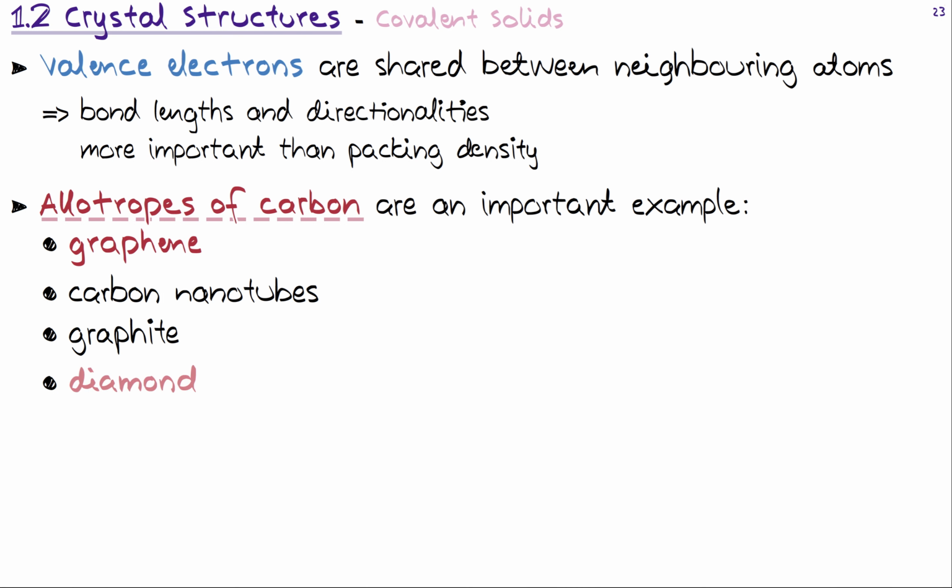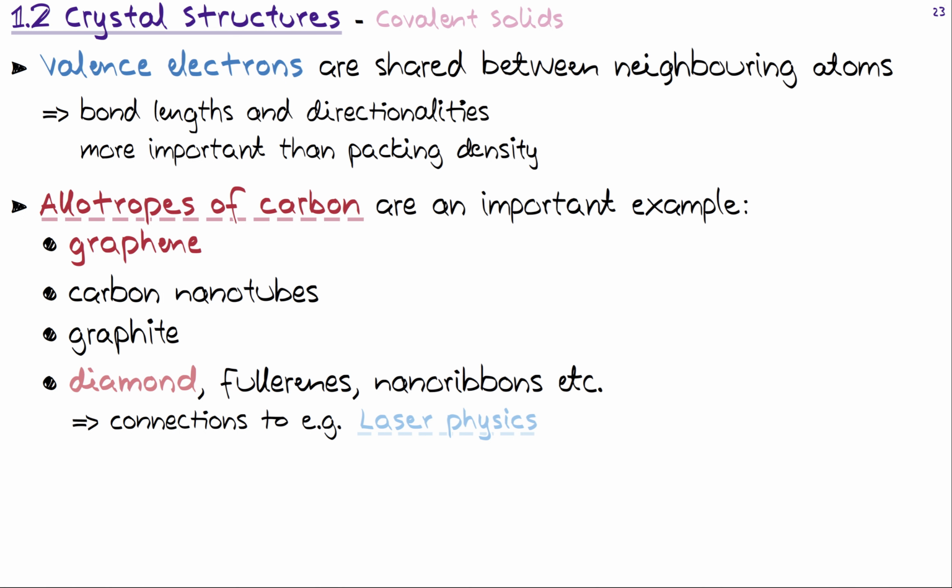And then we have the diamond structure, and this will be covered quite a bit in our course. And then we have fullerenes, nanoribbons, and so on. I think there are hundreds of carbon allotropes out there that have been seen, so there's actually a huge amount of different structures. But these ones listed here are by far the most common.